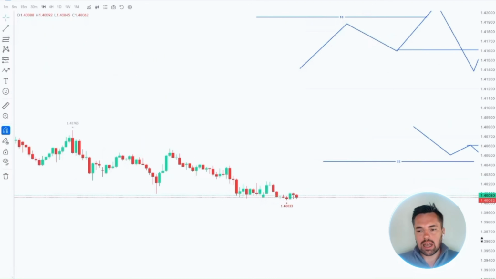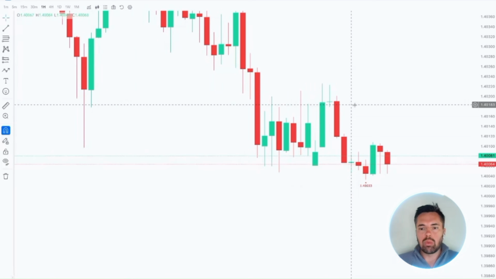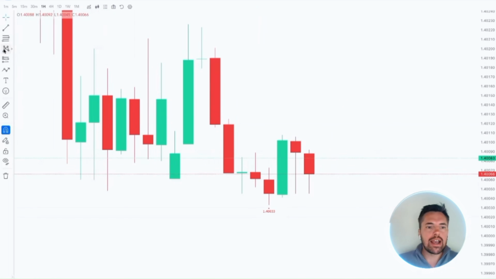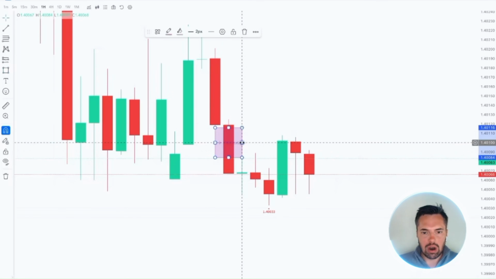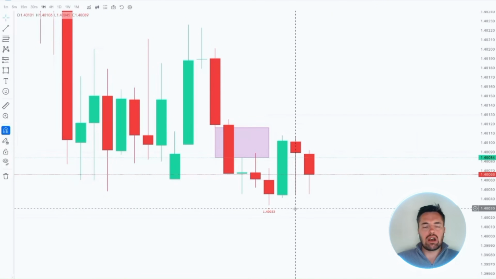Let's take a look at an example this morning so you can understand where and why I use this. So right here, you know I like to trade fair value gaps. And right here, we've got a fair value gap. This is a good area of interest for me to take a sell from.